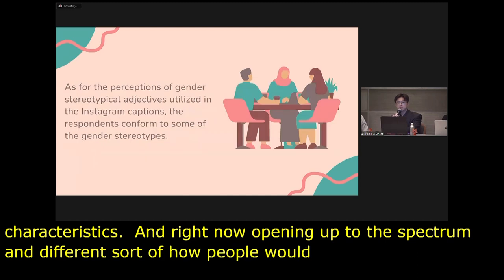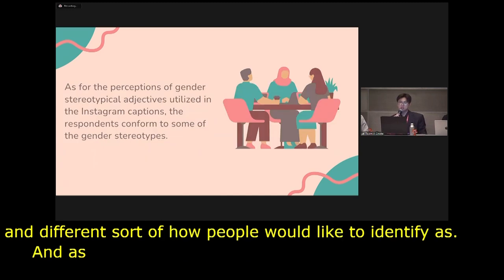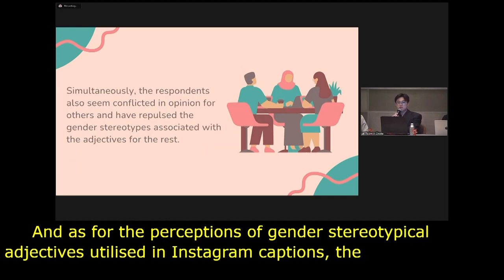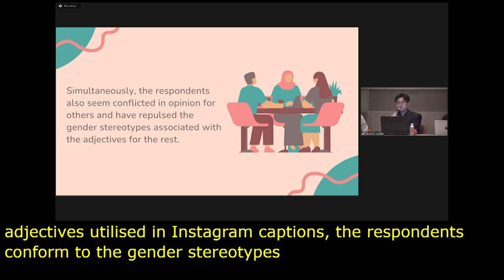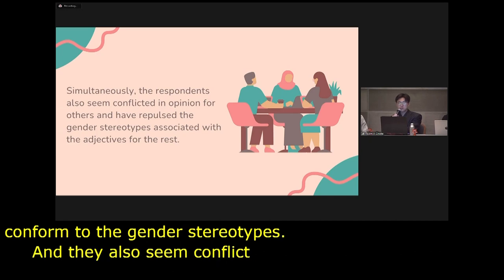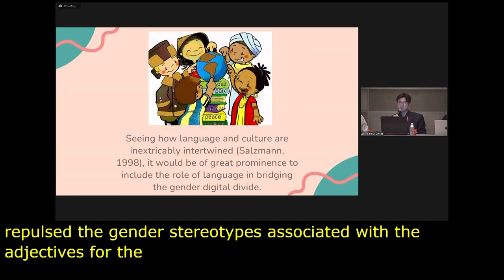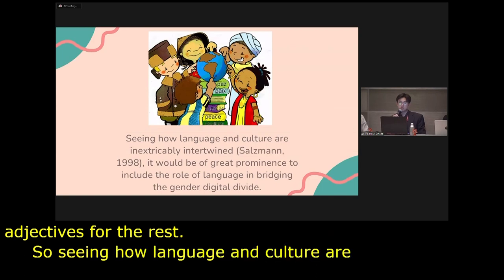And as for the perceptions of gender stereotypical adjectives utilized in Instagram captions, the respondents conform to the gender stereotypes. And they also seem conflicted in opinion for others and have repulsed the gender stereotypes associated with the adjectives for the rest. So seeing how language and culture are inextricably intertwined, it would be of great prominence to include the role of language in bridging the gender digital divide.